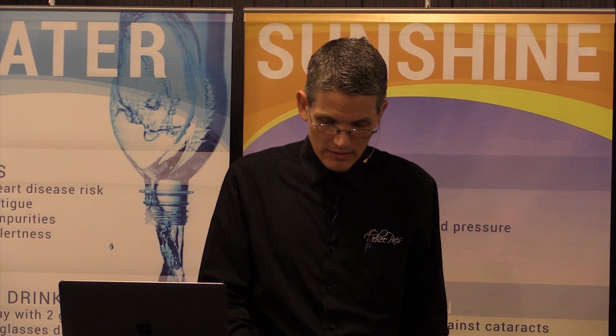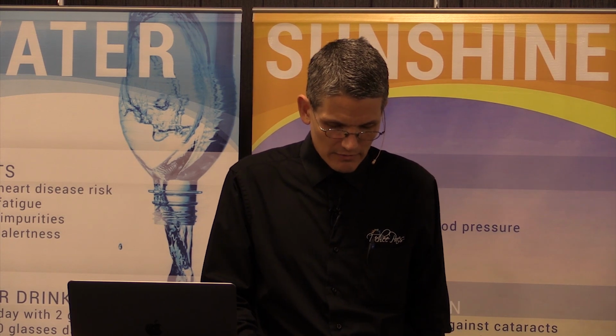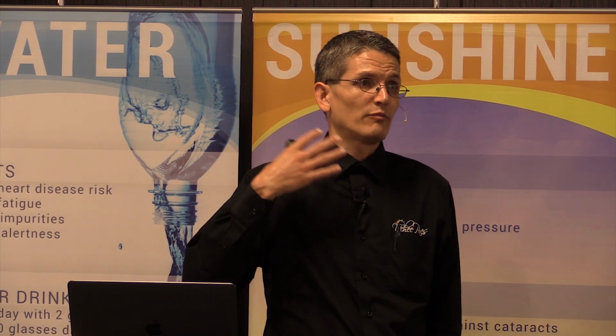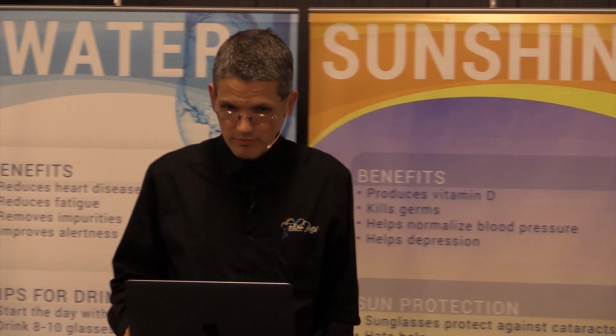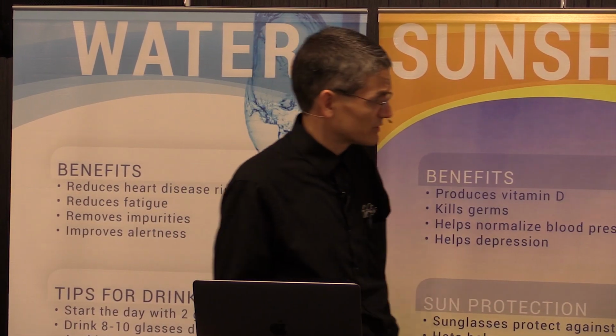For a light-skinned individual, about 15 minutes of full half-body exposure gives you about 50,000 international units of vitamin D, right, with direct sunlight exposure.